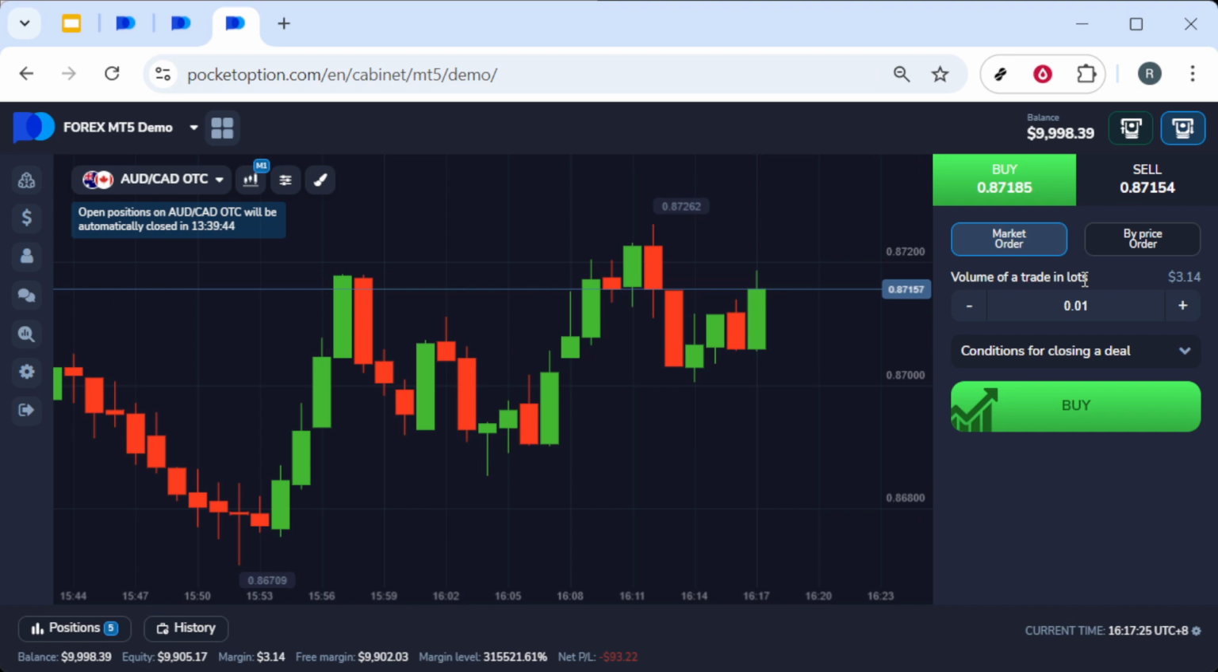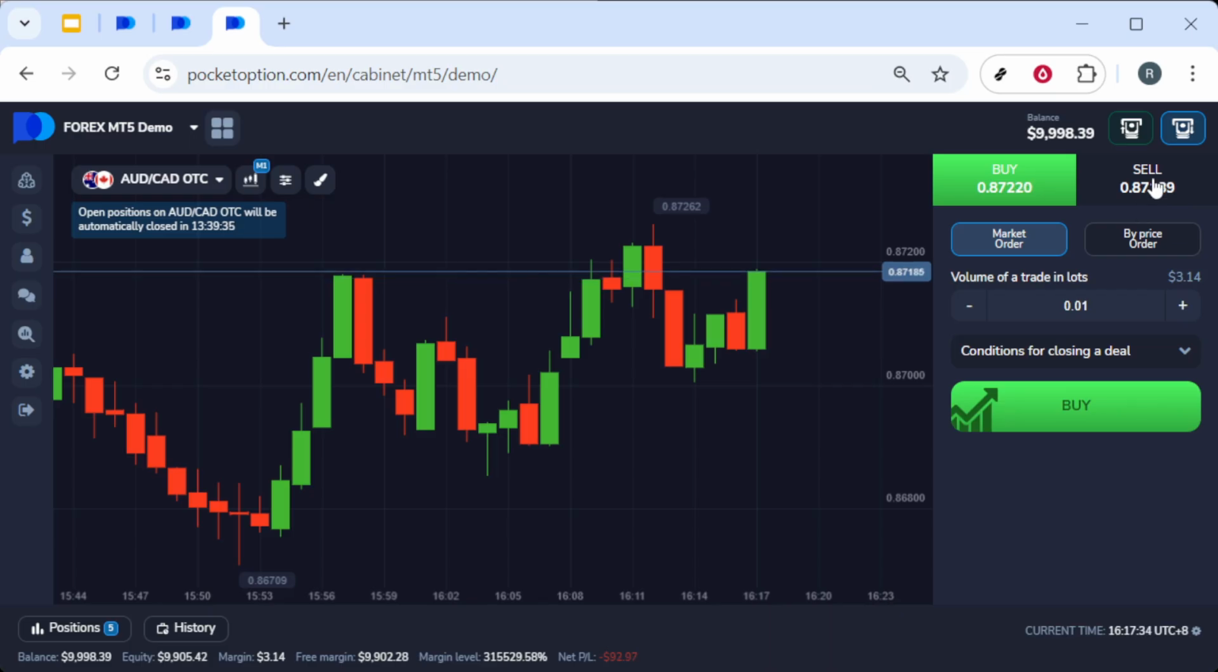After your order is placed, monitor the trade in real time. Watch the open positions panel to see your entry price, current profit or loss, and how close you are to your stop loss or take profit. If the market changes, you can adjust your SL or TP to manage risk and protect gains.